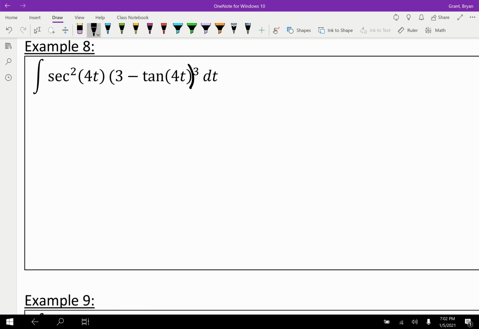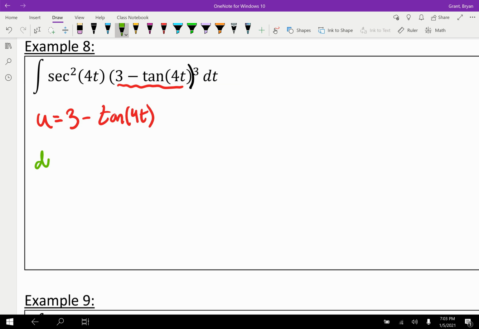Now this one is intended to throw you off. You might see a 2 and you say, oh, the 2 is going to reduce to a 1. It doesn't quite work that way. We need to be really good with our trig derivatives here. And in particular, we need to remember that the derivative of tangent, which we'll need to do for the differential, the derivative of tangent is secant squared. So I'm feeling a U-substitution for this guy. U equal to 3 minus the tangent of 4t.